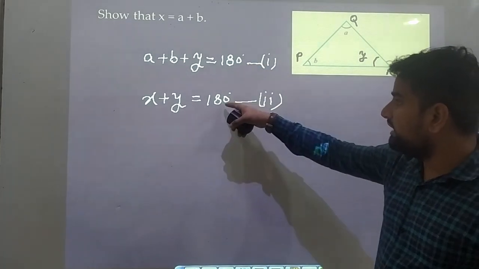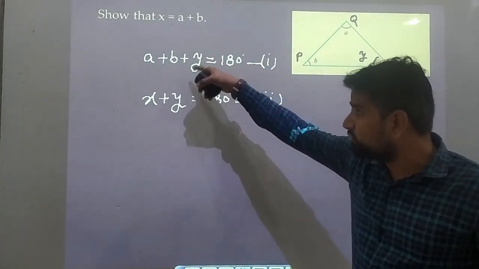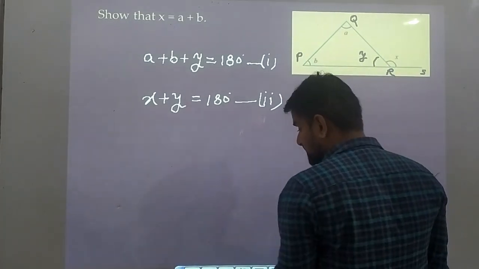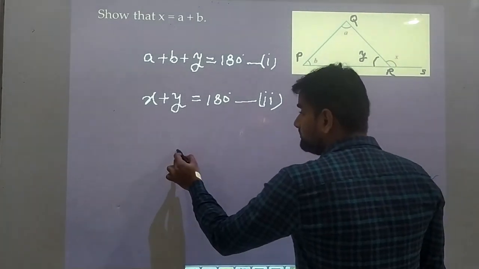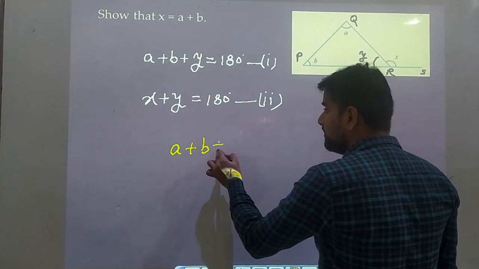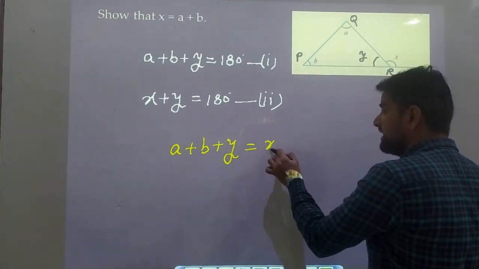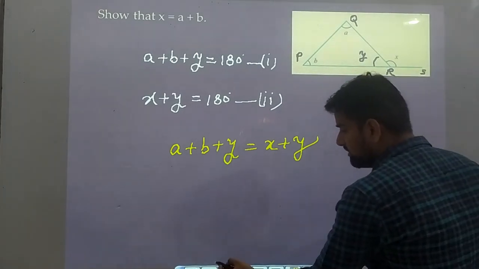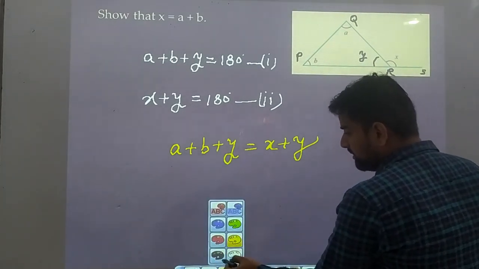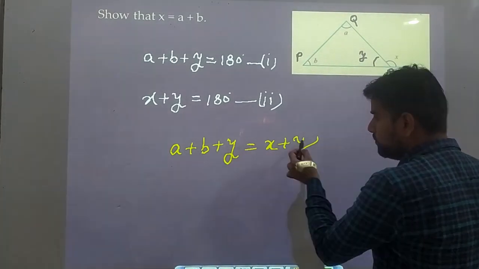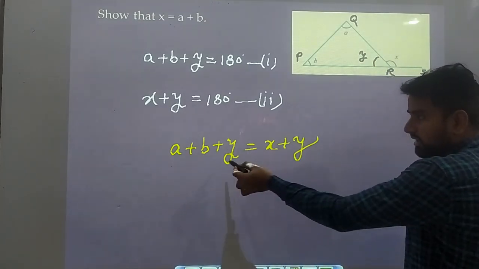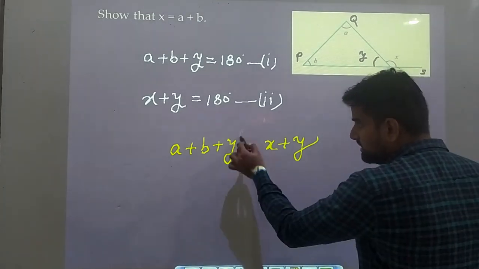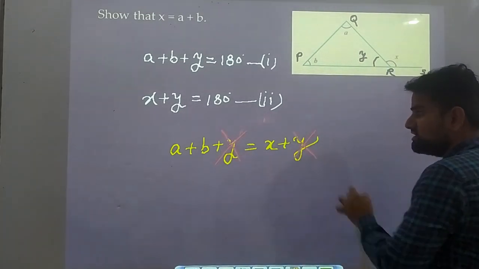If this is 180 degrees, this is 180 too. Can I put both of them equal? Yes, we can put them both equal, right? So I can say that A plus B plus Y equals x plus y. And here I can clearly see that this y and y are equal and on the left-hand side and right-hand side, so these two get cancelled with each other.